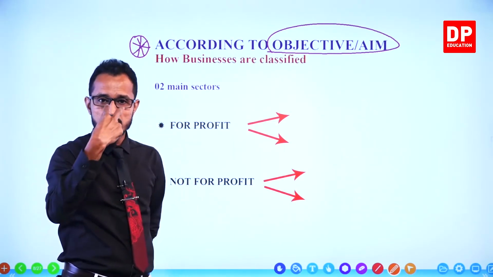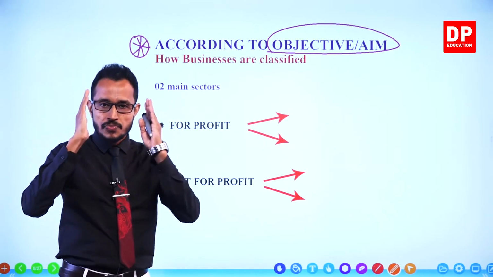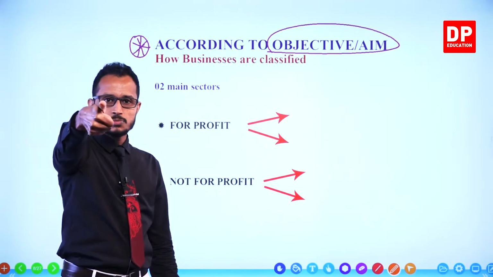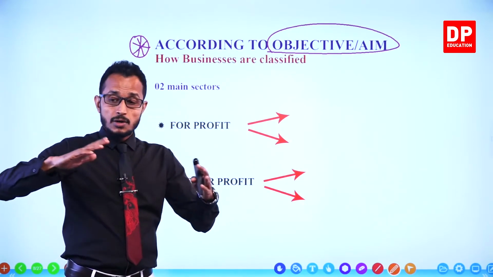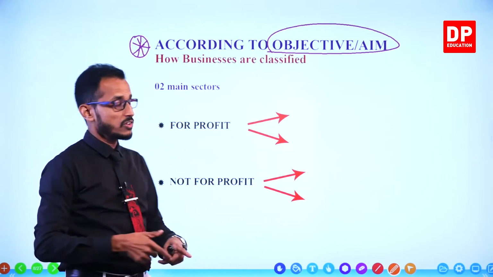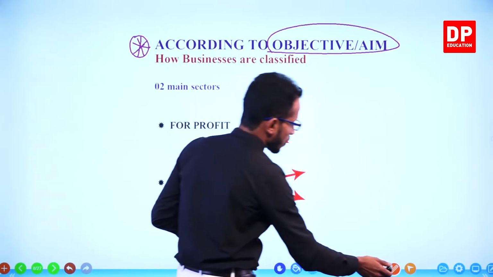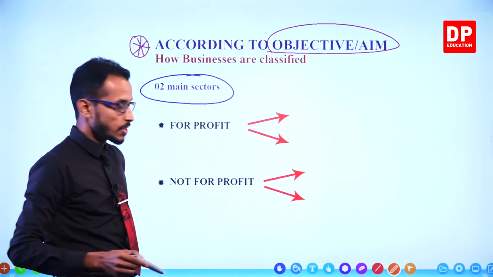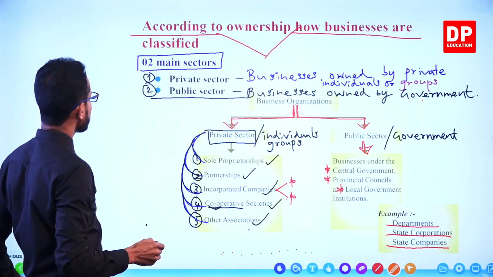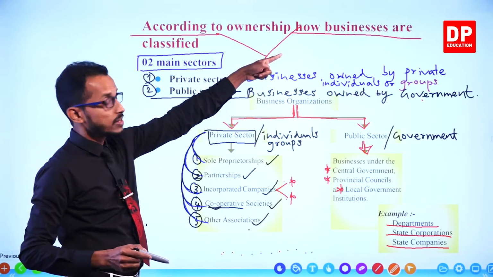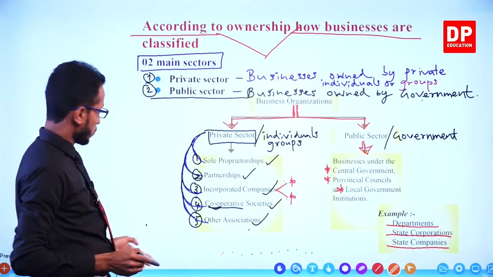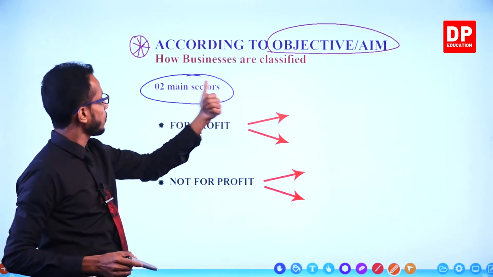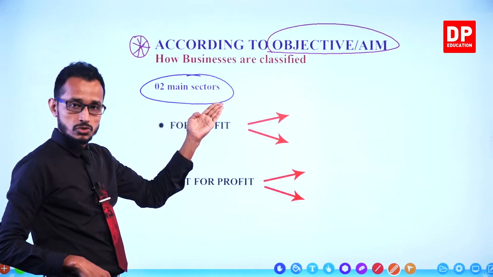Aim. I always use this gesture, because the aim is what you're targeting or what you're aiming at. That is your objective. So looking at the objective of the business, we are going to divide. Again and again. Two main sectors, two main groups. How many sectors, how many groups did we have when we classified according to ownership? Two main groups. Again, when we divide according to objective, how many sectors? Two. That's right.